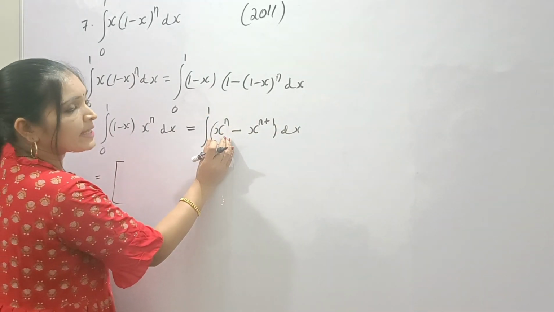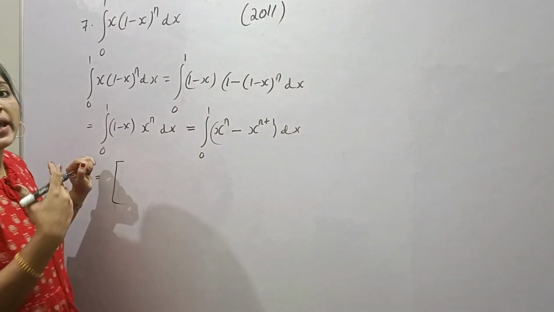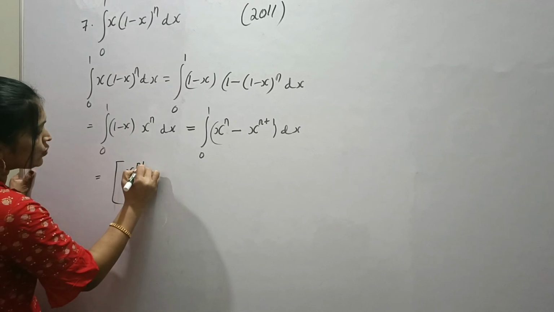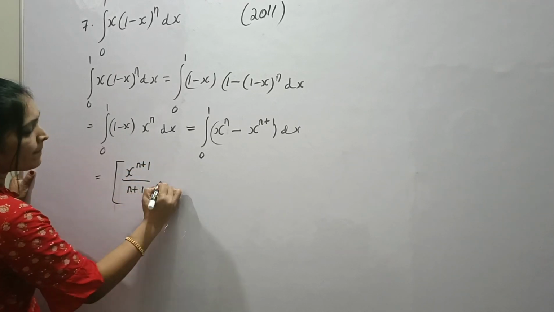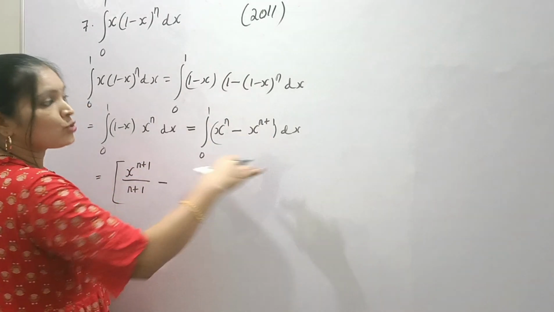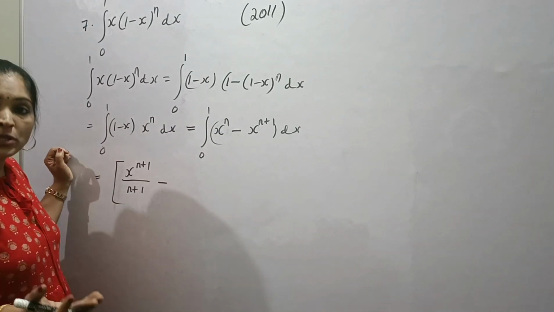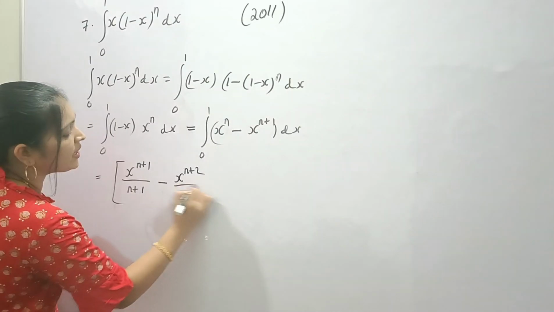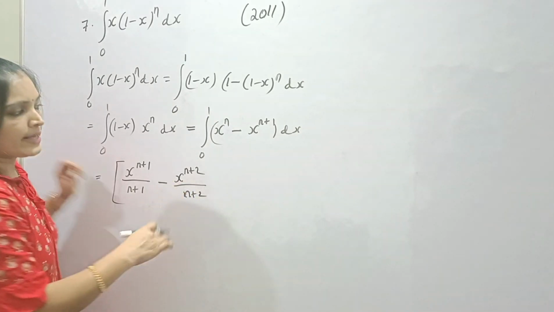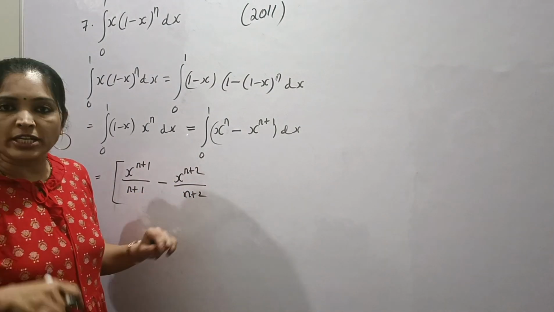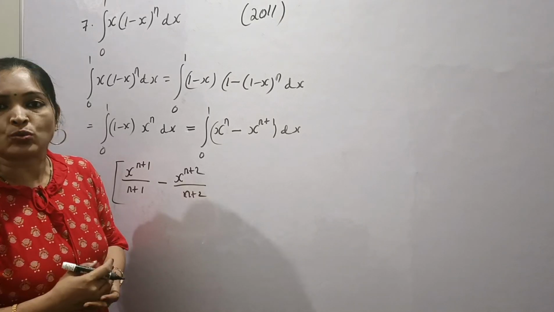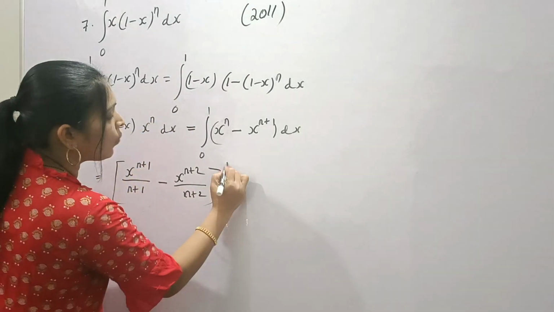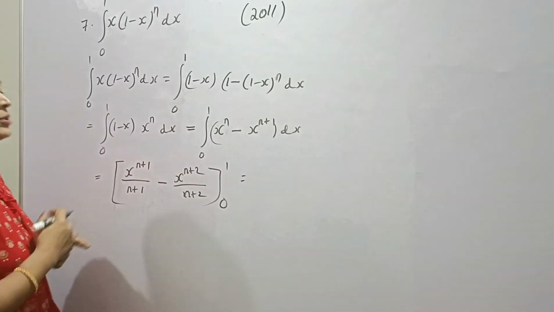What is the integral of x raised to n? x raised to n plus 1 divided by n plus 1. That is x raised to n plus 1 divided by n plus 1, minus, what is the integral of x raised to n plus 1? x raised to n plus 2 divided by n plus 2, right? Why? x raised to n plus 1 divided by n plus 1 plus 1, that is n plus 2. So what is the limit? 0 to 1. Now let's substitute the limits.